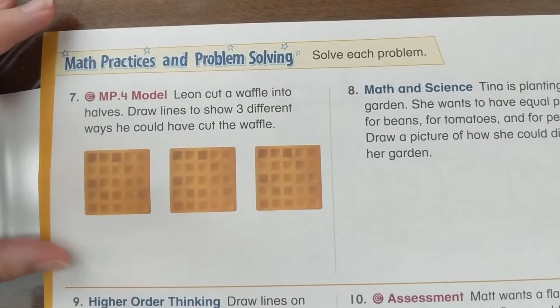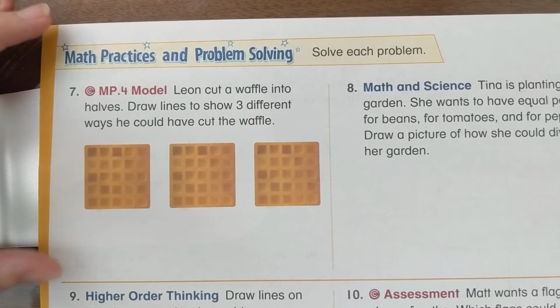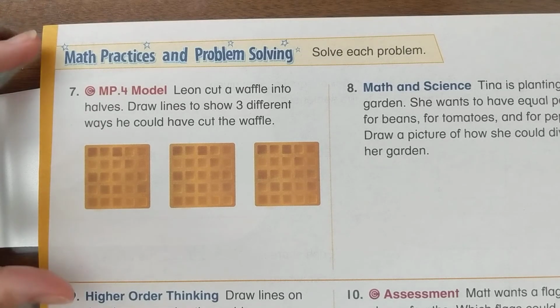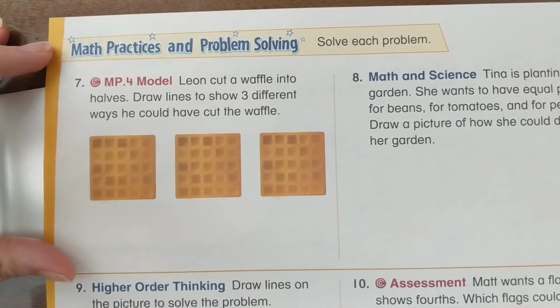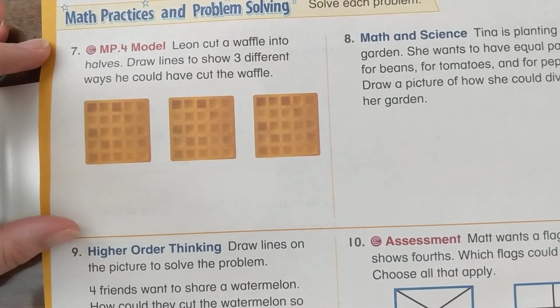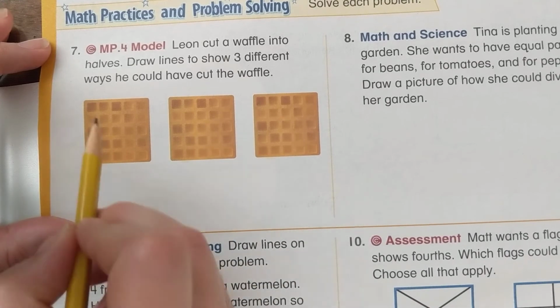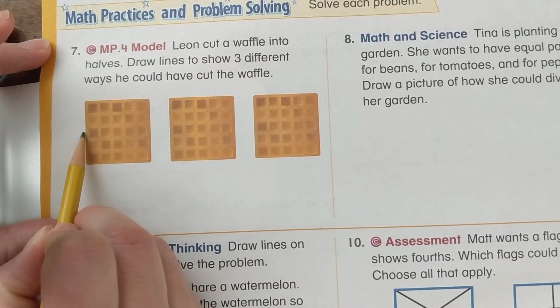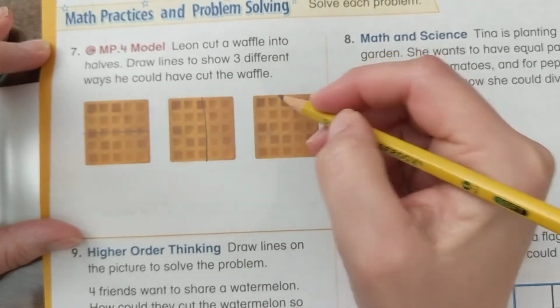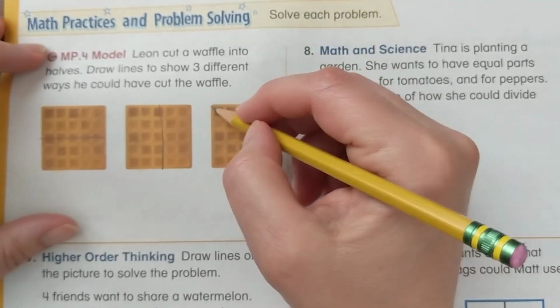All right, and then on the back, Leon cut a waffle into halves. Draw lines to show 3 different ways he could have cut the waffle. So we need halves, which means 2 equal pieces. Give me one way I could cut it.